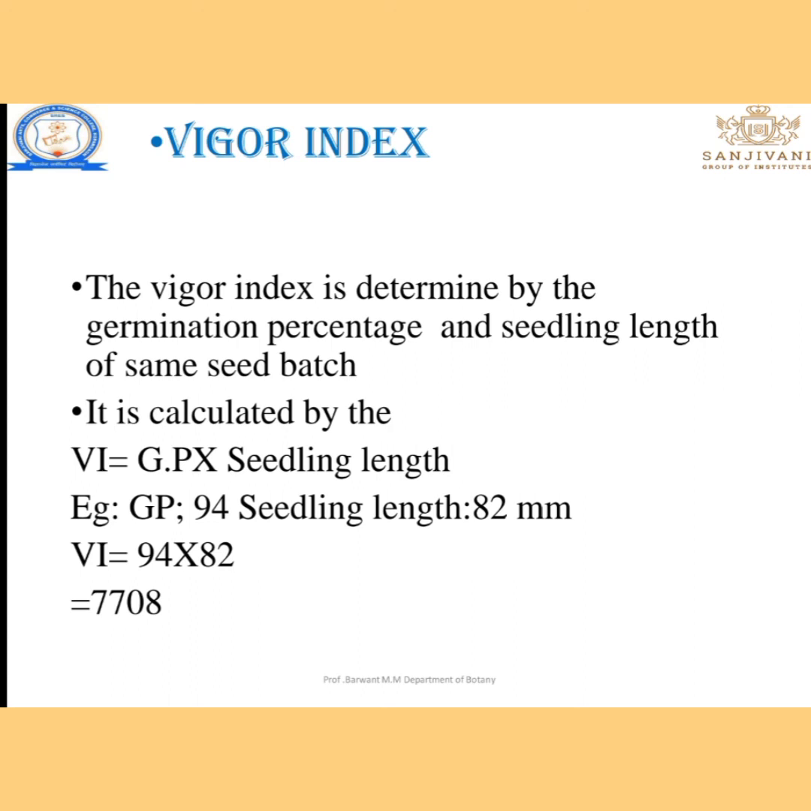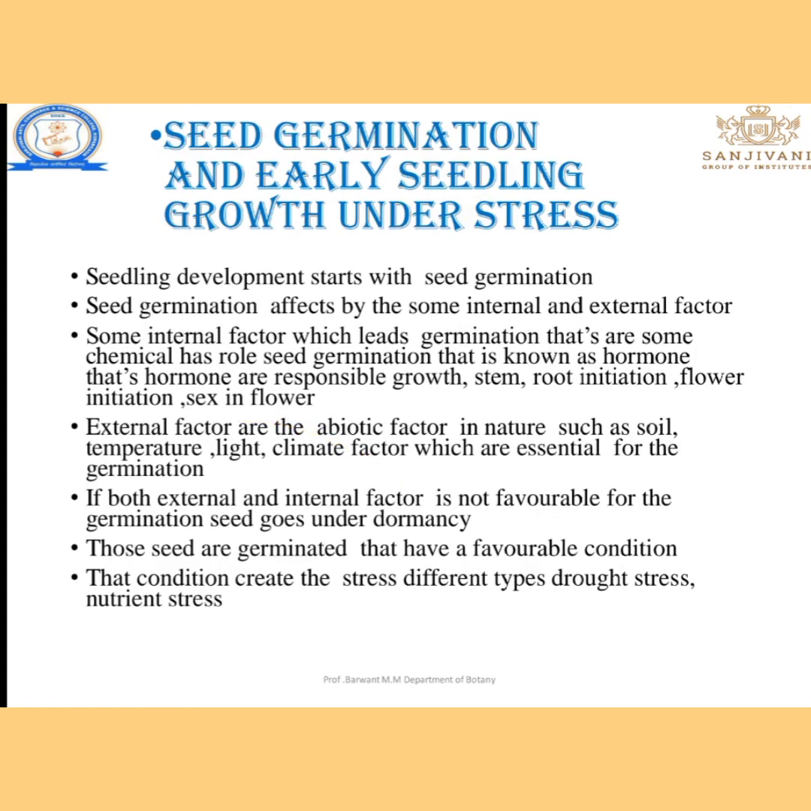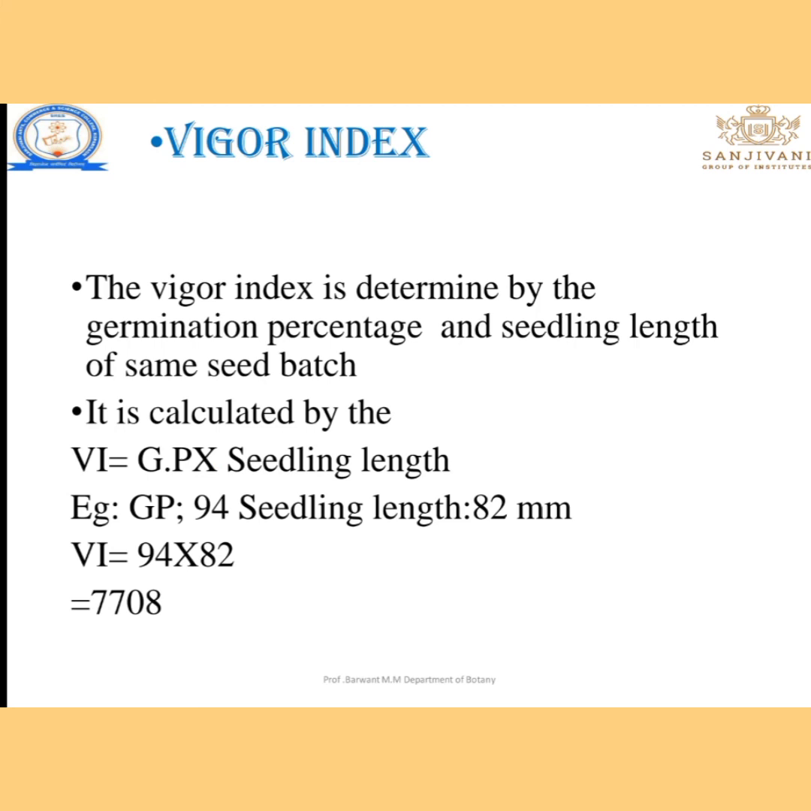Then vigor index. Vigor index is specially calculated on the basis of germination percentage and seedling length. It is calculated by GP multiplied by the seedling length. For example, GP is 94% and the seedling length is 82. Then how do we calculate VI? 94 times 82 is 7708, which is the vigor index of that plant. That is overall about the first parameter, seedling growth under early conditions.